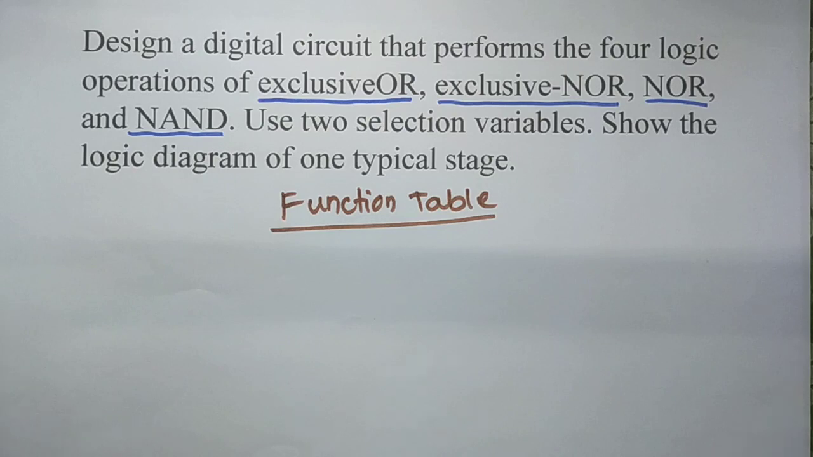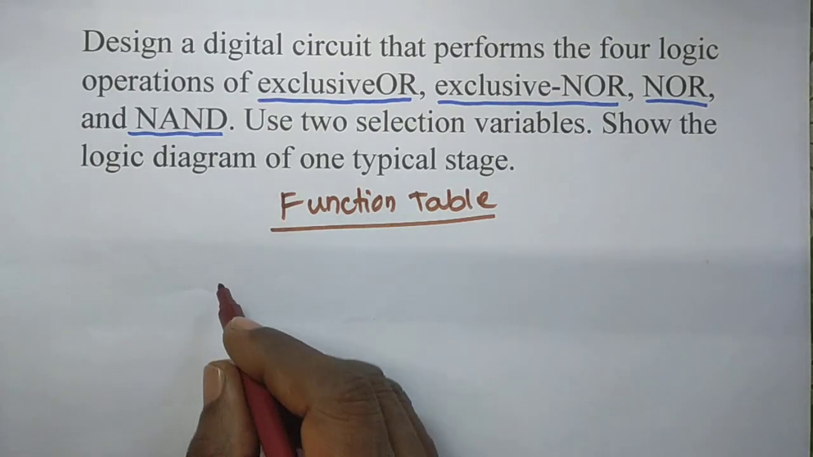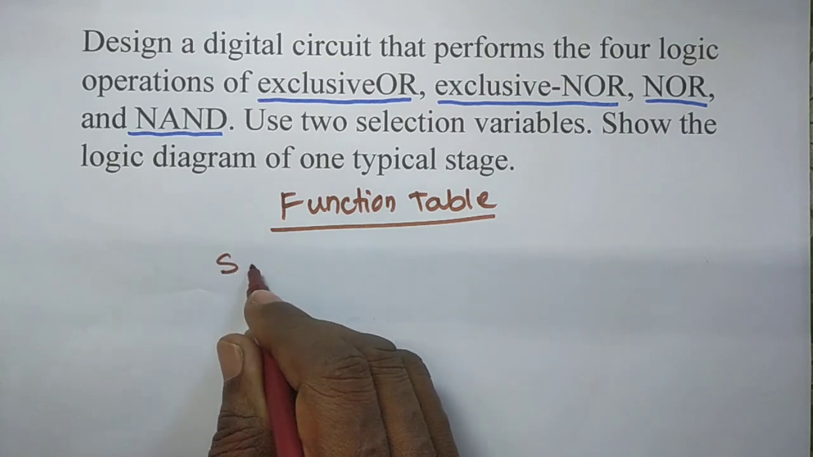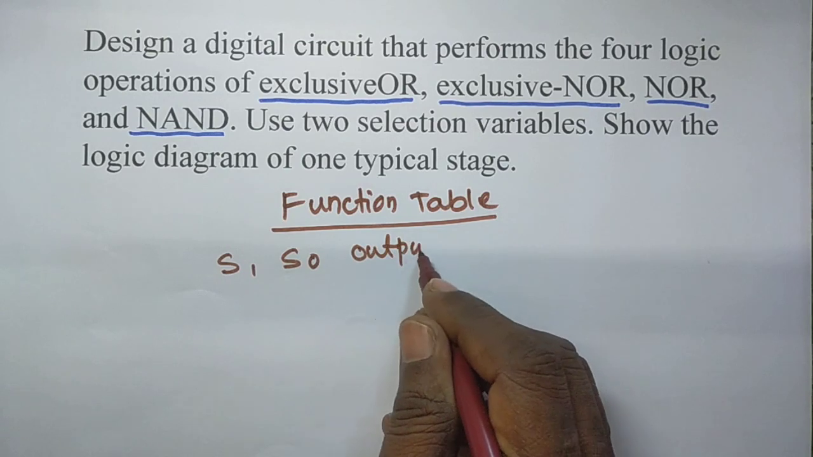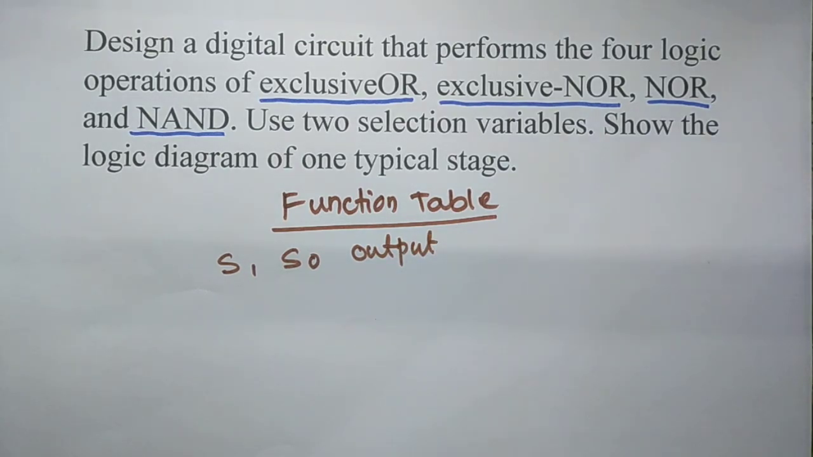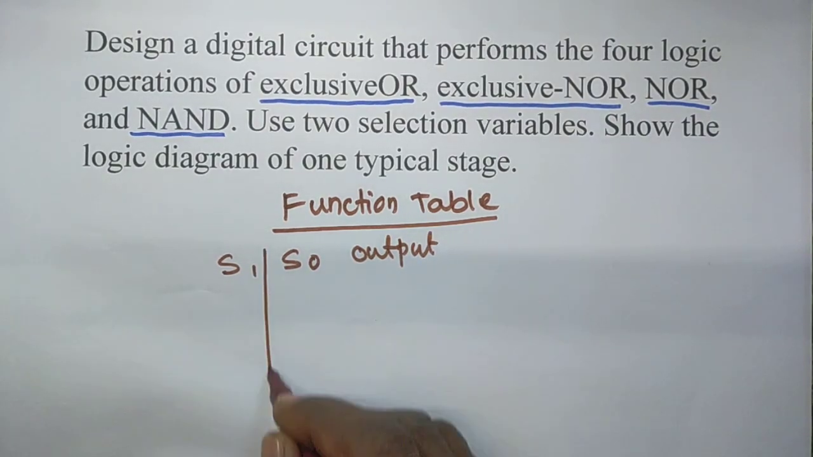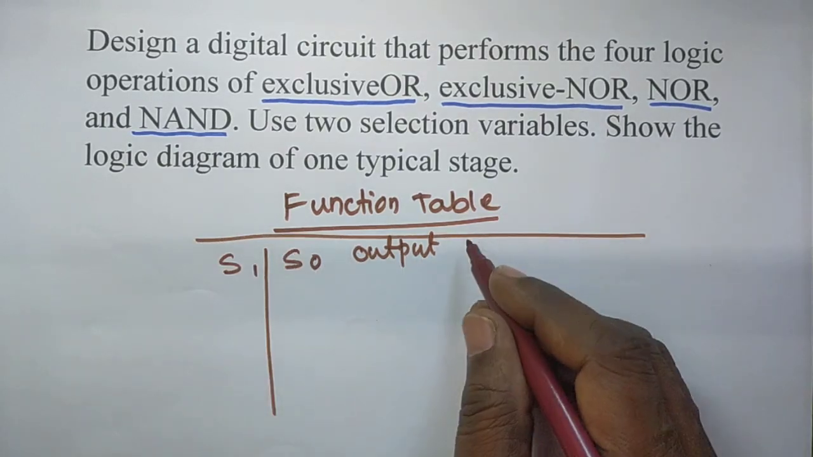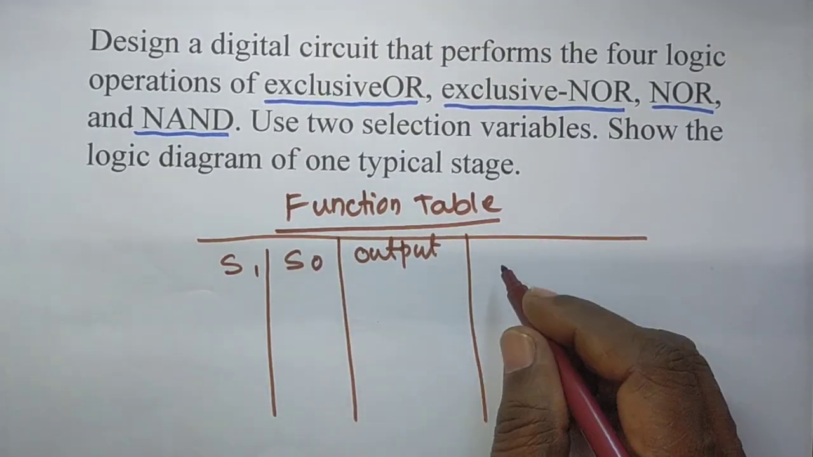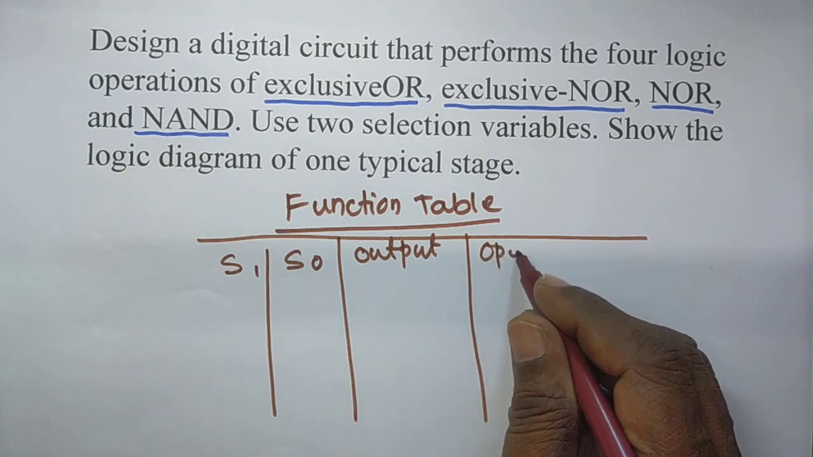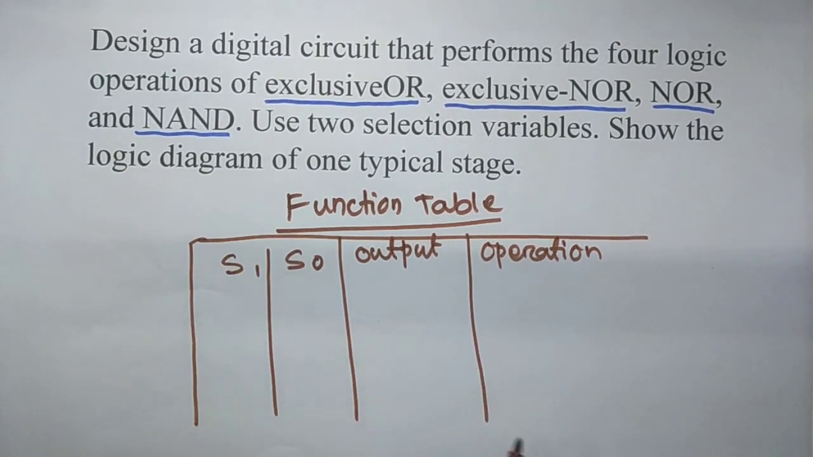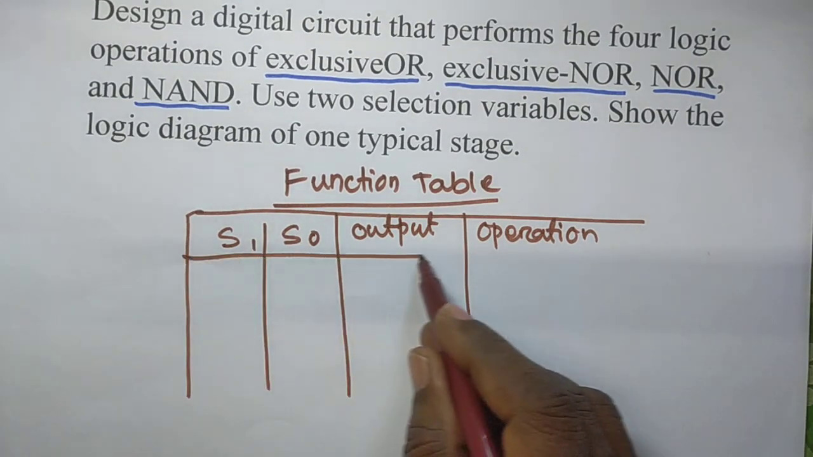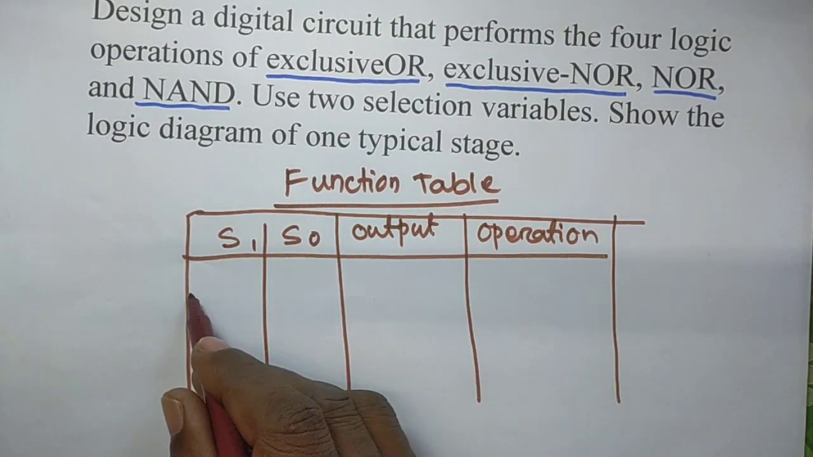Okay, the function table we will consider in a very simple way, with columns S1, S0, output, and some operation. We will see, first draw this one. Okay, some operation we will consider this way.